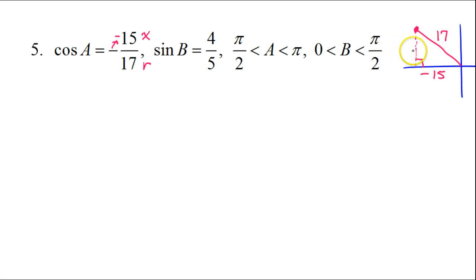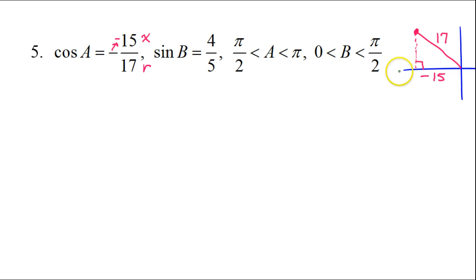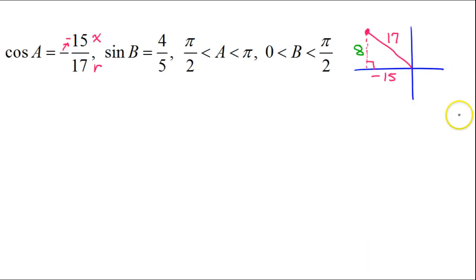Okay, if I do the Pythagorean theorem, I can find the y value. That's going to turn out to be 8, and because this is above the x-axis, it's going up, that needs to be a positive 8. Please pay attention to that. So what I have just illustrated here is a diagram for angle A. So I'm just going to remind ourselves of that by putting an A right here.